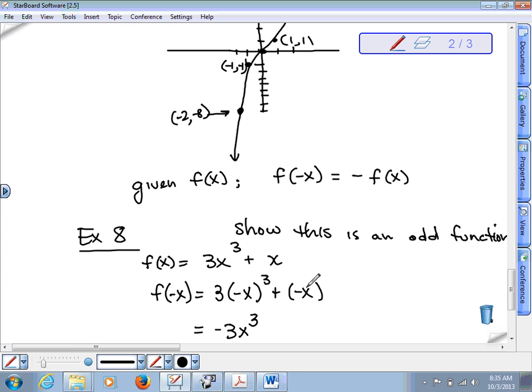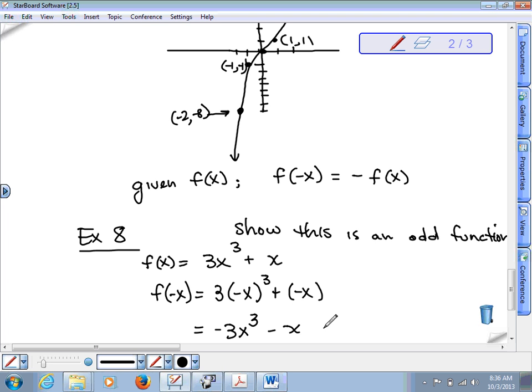What about this minus sign? Does it disappear or stay? It also stays. So what we end up with is negative 3x to the third minus x. Is that the exact same thing that we started with? But how do we necessarily show that it's the exact opposite?